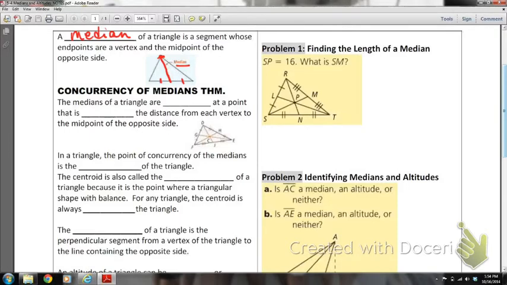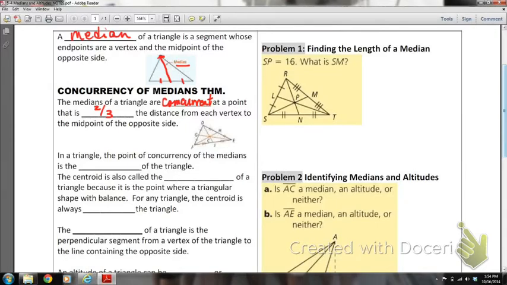The concurrency of medians theorem. Concurrent just means that it's two or more things that are meeting at the same place. So here we have the medians of a triangle are concurrent, or in other words, they meet at a point that is 2/3 the distance from each vertex to the midpoint of the opposite side. So in this triangle that they have drawn, triangle DEF, the point of concurrency where all of the medians meet in the center is point C. So that is going to be the point of concurrency.